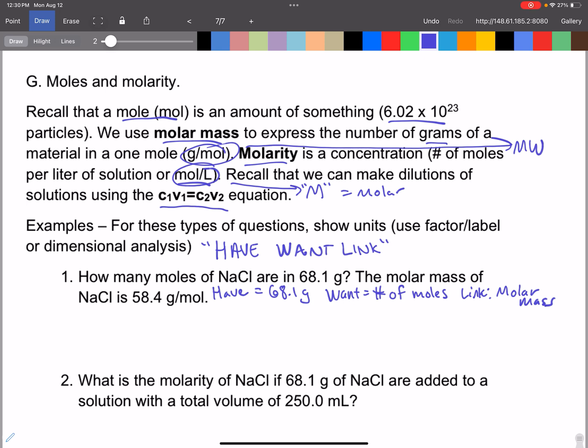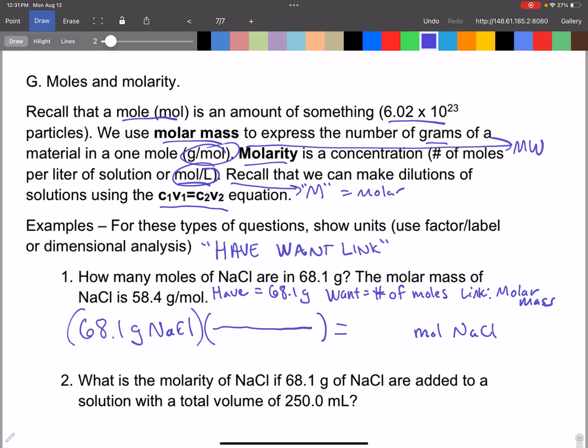So for a lot of these problems, I suggest starting by writing down the have. What do you have? All right, we have 68.1 grams of sodium chloride. Now put that in parentheses, it's all by itself. Remember, the want is going to be on the right-hand side. So I'll say equals whatever our want is, some number. I'm not going to write a number, but it is going to be moles of sodium chloride. We're going to figure out that answer, but we need the link. The link is going to go in here, and it's going to be the molar mass, or the molecular weight of that sodium chloride.